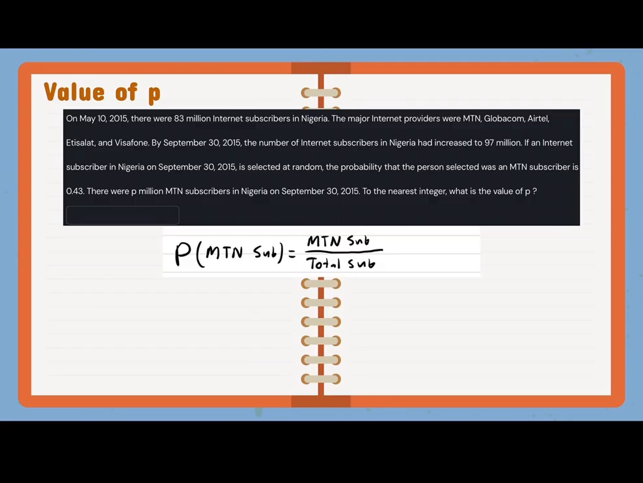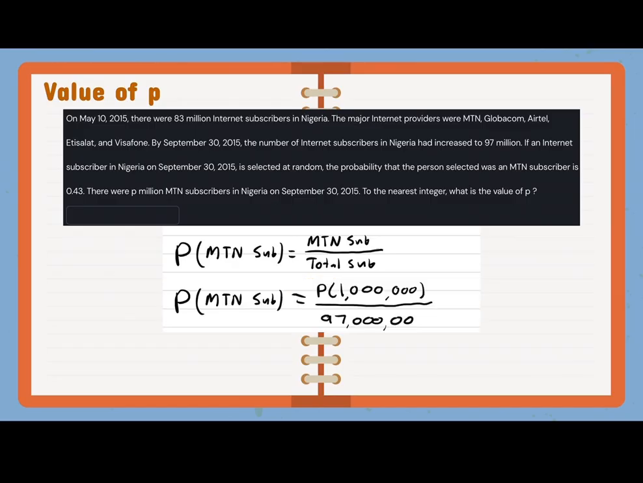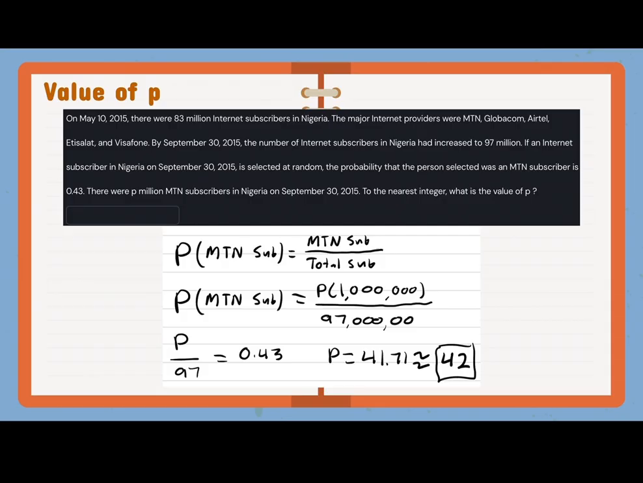Similar to the last question, in order to find the number of MTN subscribers, we have to divide them by the total. And they tell us that there are p million. So we'll do p million over the total number of internet subscribers, which is 97 million. And again, we'll just do p times 1 million because there are p million. So once you divide that out, you'll get p over 97 equals the probability, which is 0.43. And once you multiply, you'll get p equals 41.71, which rounds to 42.